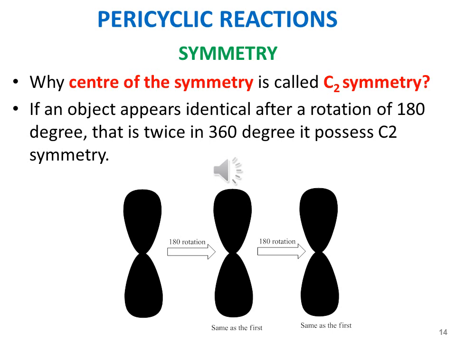The answer to this question is, if an object appears identical after rotation of 180 degrees, that is twice in 360 degrees, it possesses C2 symmetry. Similarly, if an object appears identical after a rotation of 90 degrees, that is 4 times in 360 degrees, it will possess the C4 symmetry. So in the case of the p orbital, it will appear identical after each rotation of 180 degrees, and hence it will appear identical 2 times in a 360 degree rotation. That is why it is called C2 symmetry. Here we have ignored the signs of the p orbitals.